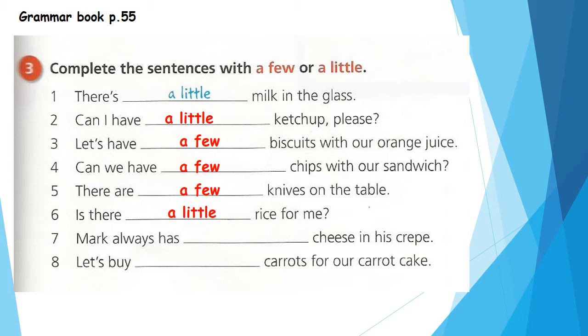Number 7. Mark always has a little Dutch cheese in his sandwich. Here's a noun, cheese. Okay. Is it countable or uncountable? Yes, it is uncountable. So we'll use what? Super, a little. Number 8. Let's buy a few Dutch carrots for our carrot cake. Carrots. Here's a noun, carrots. Is it singular or plural? Yes, it is plural. And also it is countable. I can count carrots. So I'll use what? A few or a little? Yes, we'll use a few.